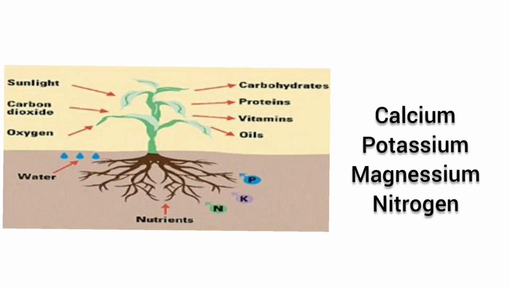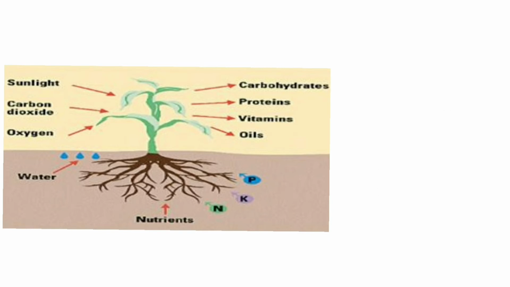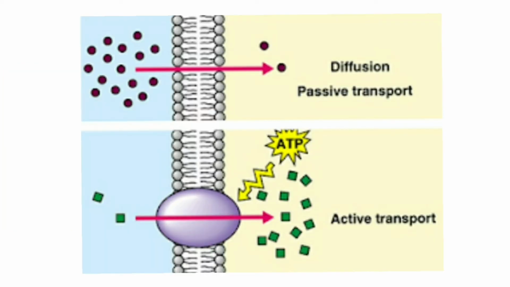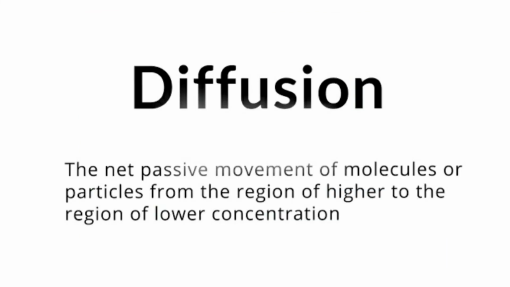Now what about the absorption of minerals? Most minerals needed by plants are dissolved in the water in soil. Some of these minerals are calcium, potassium, magnesium, and nitrogen. Absorption of these minerals by the roots takes place by two processes. One is by diffusion and the other one is by active transport. What is diffusion? Diffusion is the movement of salt or mineral molecules from a region of their higher concentration to a region of their lower concentration.